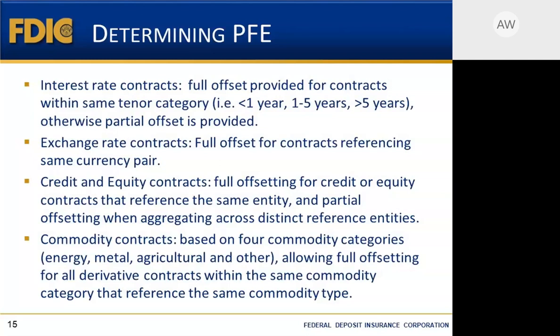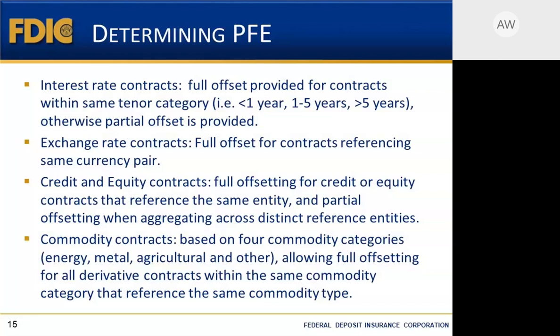For exchange rate contracts, FXs, full offset for contracts referencing the same currency pair, and there is somewhat complicated treatment for conversion of currency pairs if multiple currencies are being used. Credit and equity contracts: full offsetting for credit or equity contracts that reference the same entity and partial offsetting when aggregating across distinct reference entities.